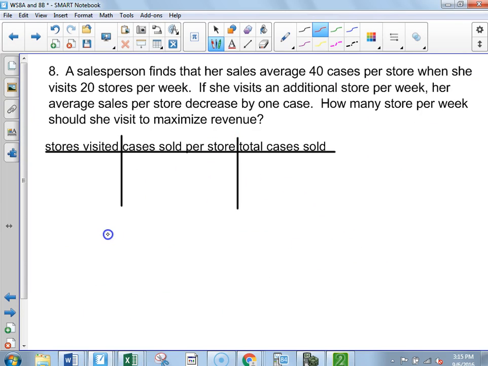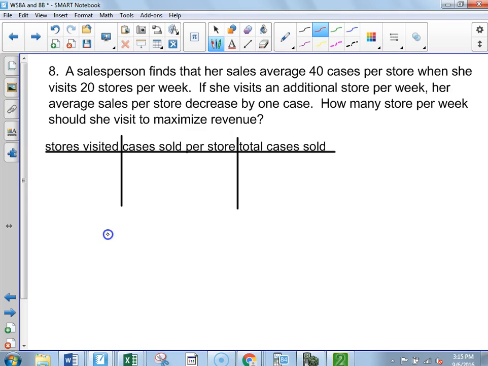Number 8 says a salesperson finds that her sales average 40 cases a week when she visits 20 stores a week. If she visits an additional store, her average sales per store decreased by 1 case. Okay. I don't know what she's selling. We'll go with Snickers bars. She sells cases of Snickers bars. She goes to Schnucks. She goes to Walgreens. She goes to Walmart. She goes to all these different stores. She walks in. She schmoozes with the manager and says, you want to buy some Snickers bars. If she, during the week, goes to 20 different stores, her average sales are 40 cases per store.